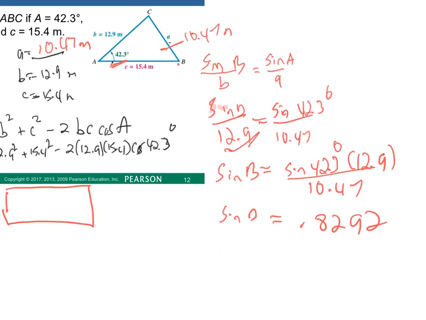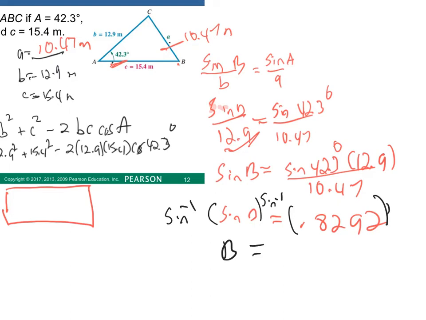Now, I'm going to do the math, and it looks like this. Next time I'm not going to show you the step. I'm going to get rid of sine by arc sining both sides. Arc sining both sides will give me what B is.